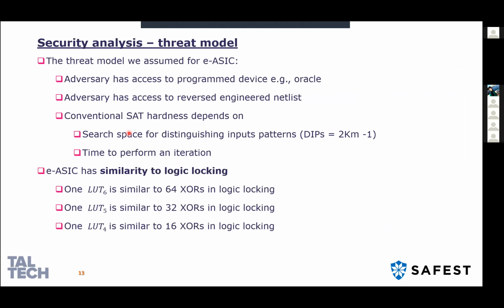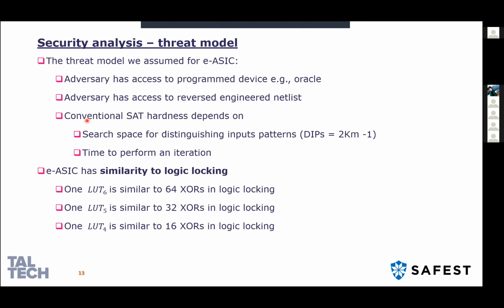In this section, we will analyze the security analysis and threat model that we evaluated for different designs. We assume that the threat model for our ESC is like this: the adversary has access to a programmed device, such as an Oracle, and you can get this device or server. You can buy it from the market. And we also assume that an adversary can reverse engineer the netlist, and they have access to the reverse engineered netlist.